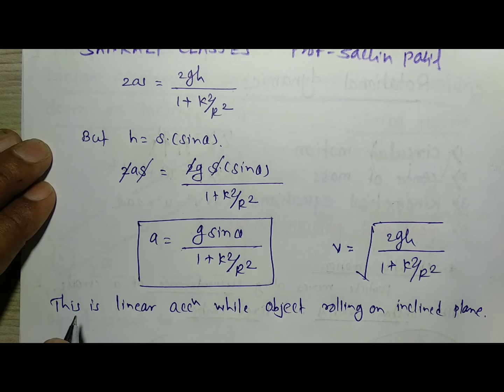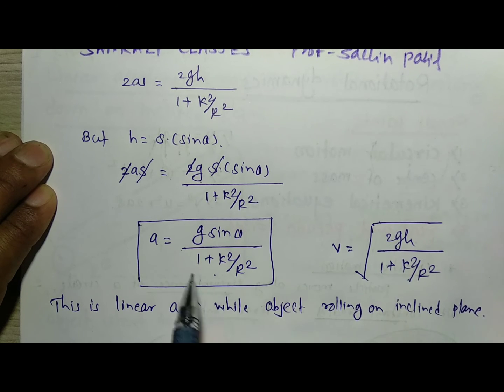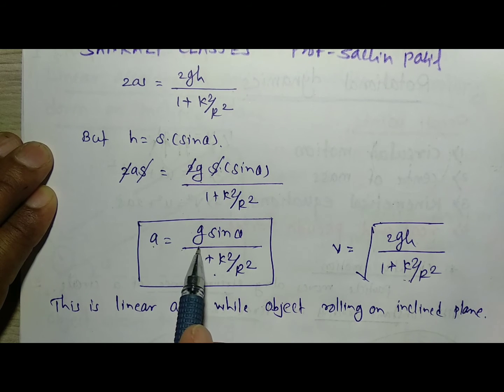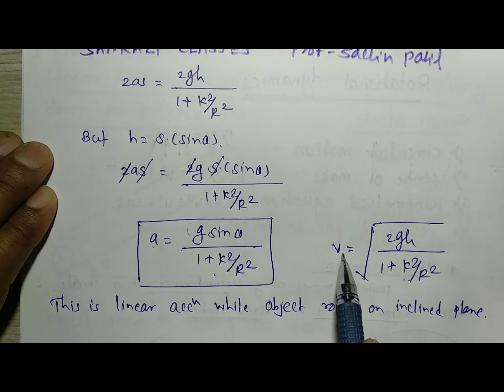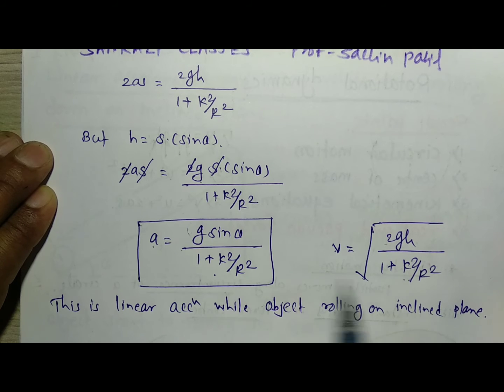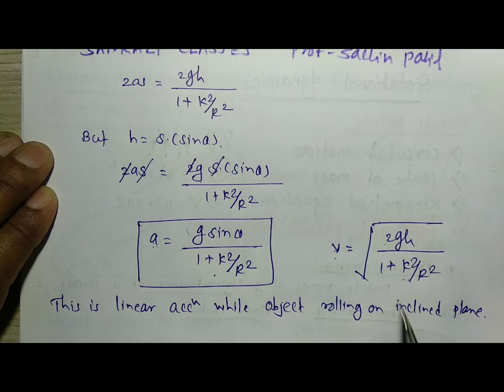Therefore, for sliding motion, pure sliding without friction, you will get the actual value of acceleration as nothing but g sine theta, and the actual velocity v is equal to square root of 2gh. This effective factor is what makes the difference, giving the same changes in the acceleration and velocity here.